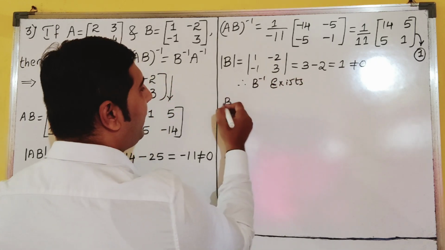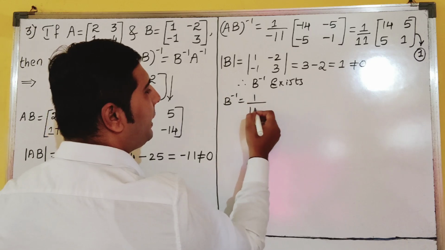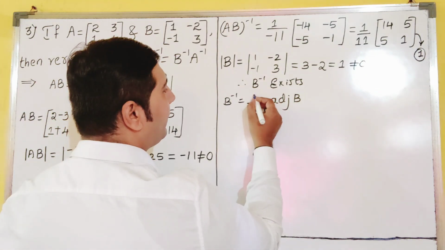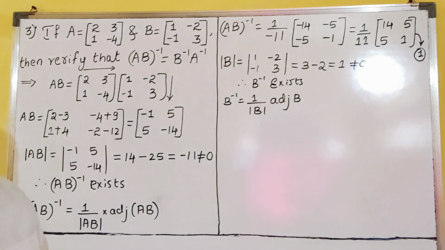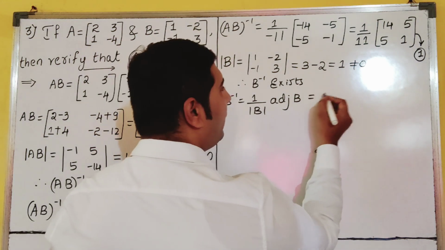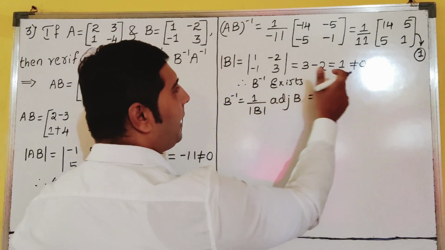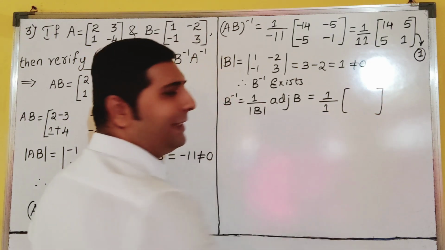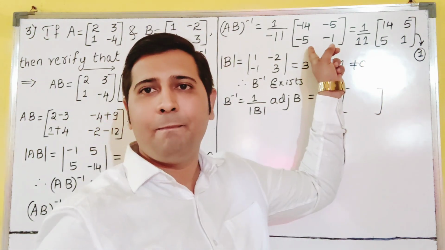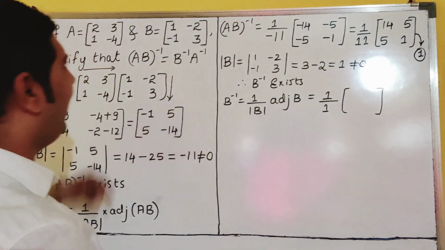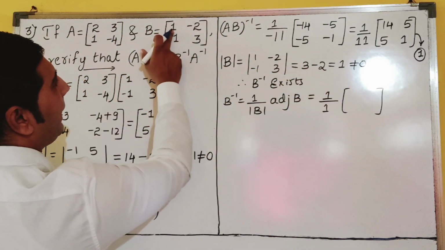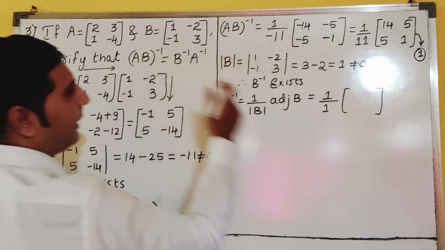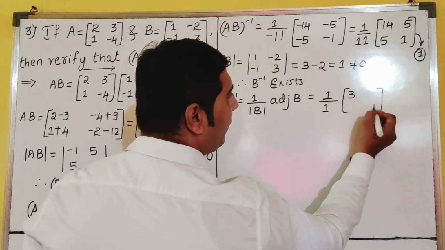So how will we find B inverse? 1 upon determinant B into adjoint of B, dear students. I hope everyone understood how I am writing. So now see, what is determinant B? Determinant B is 1. And adjoint of B, how to find? Just now I told you the shortcut. Yes or no? Adjoint of B, you interchange this 1 and 3. B is this only, no? So you interchange this 1 and 3. So what will we get? 3, 1.